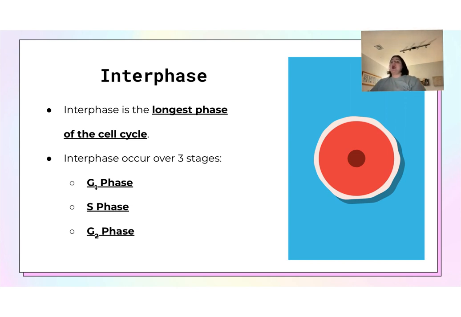So hopefully you notice that interphase is the longest phase of the cell cycle. It is a lot longer than cell division. It's at least 3 times the length of cell division. So it's the longest phase of the cell cycle, and it occurs over 3 stages. It's broken down into 3 stages: G1, S, and G2.